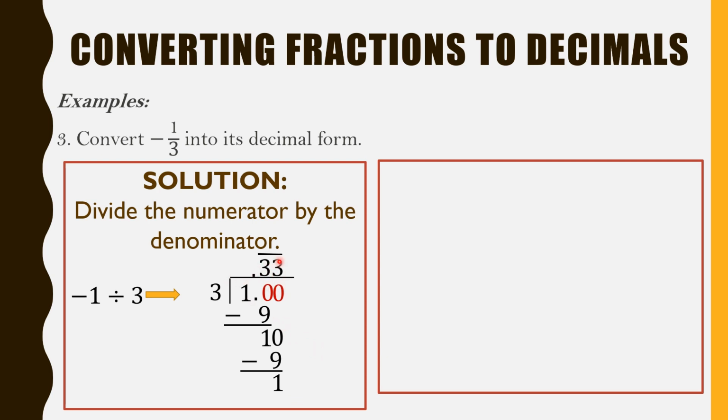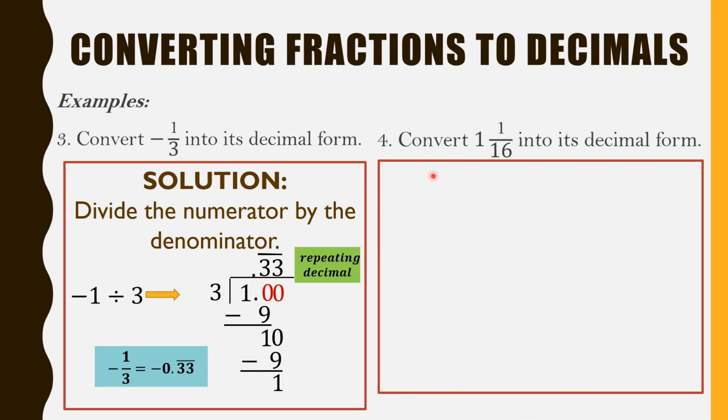So we can put this line or a bar on top of the 3 and express negative 1/3 as negative 0.3 repeating. When we rewrite it, we make sure that we include the sign of the given. Okay, so this is a repeating decimal, so this is still considered a rational number.